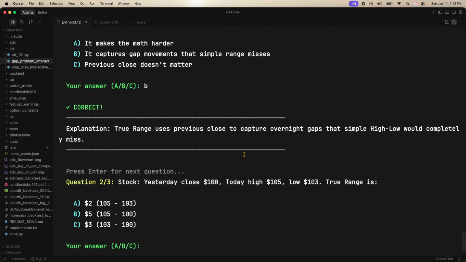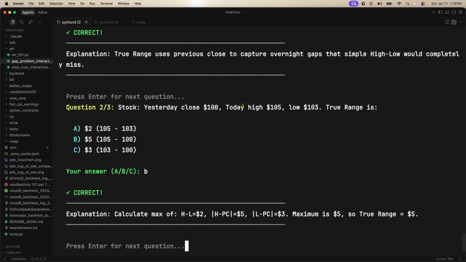So let's keep going. The stock yesterday closed at $100, and today's high was 105. The low was 103. For true range, we're going to take yesterday's close of $100 and compare. First, 105 subtract 103. Then the true range against yesterday's close versus today's high: 105 subtract 100, and then we have the $5. So we're going to have B.